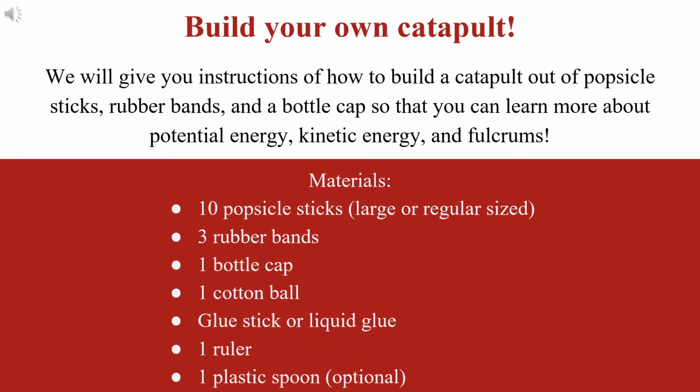Now it's time for you to build your own cotton ball catapult. In the next video, we will give you instructions on how to build a catapult out of popsicle sticks, rubber bands, and a bottle cap so that you can learn more about potential energy, kinetic energy, and fulcrums. The materials that you'll need are 10 popsicle sticks, either large or regular sized, 3 rubber bands, 1 bottle cap, 1 cotton ball, glue stick or liquid glue, 1 ruler, and 1 plastic spoon, which is optional.